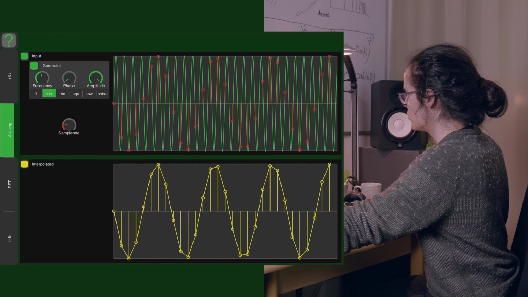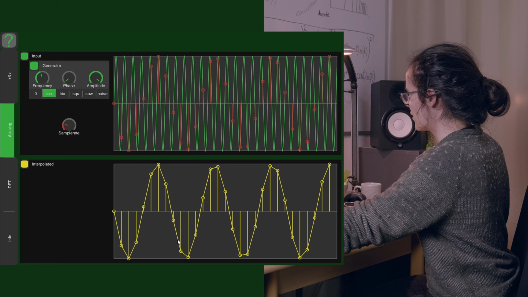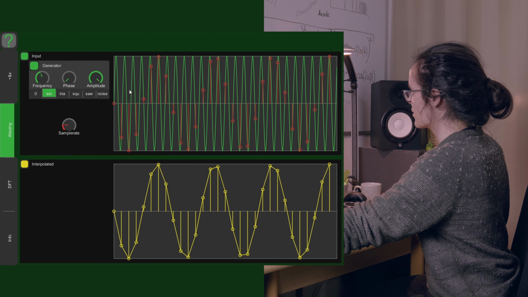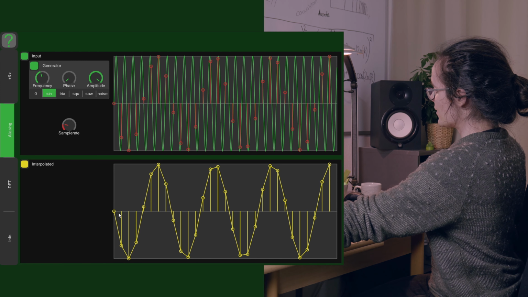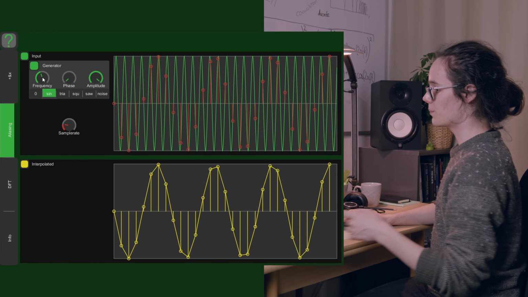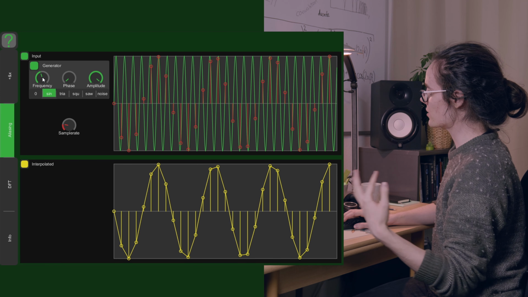At some point, you will see there's a totally different wave appearing right here than the input wave that we set above. This frequency has been mirrored at the Nyquist frequency. Any frequency that goes beyond the Nyquist frequency gets mirrored down again.